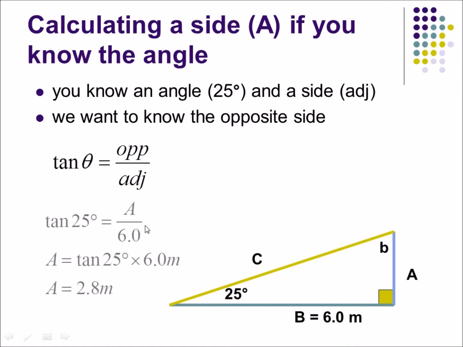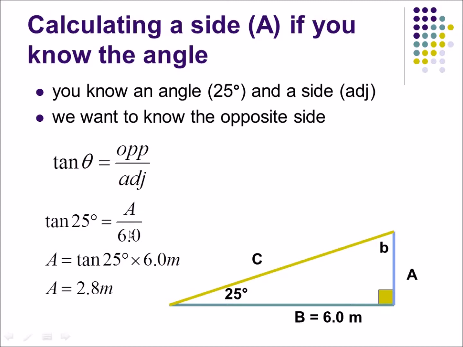So in this particular problem, I could say I know the tangent of 25 degrees is equal to the side opposite, which is A. I don't know that. Over the side adjacent, which is the 6 meters. I do know that. So tangent of 25 is equal to A over 6. I'm trying to find A.